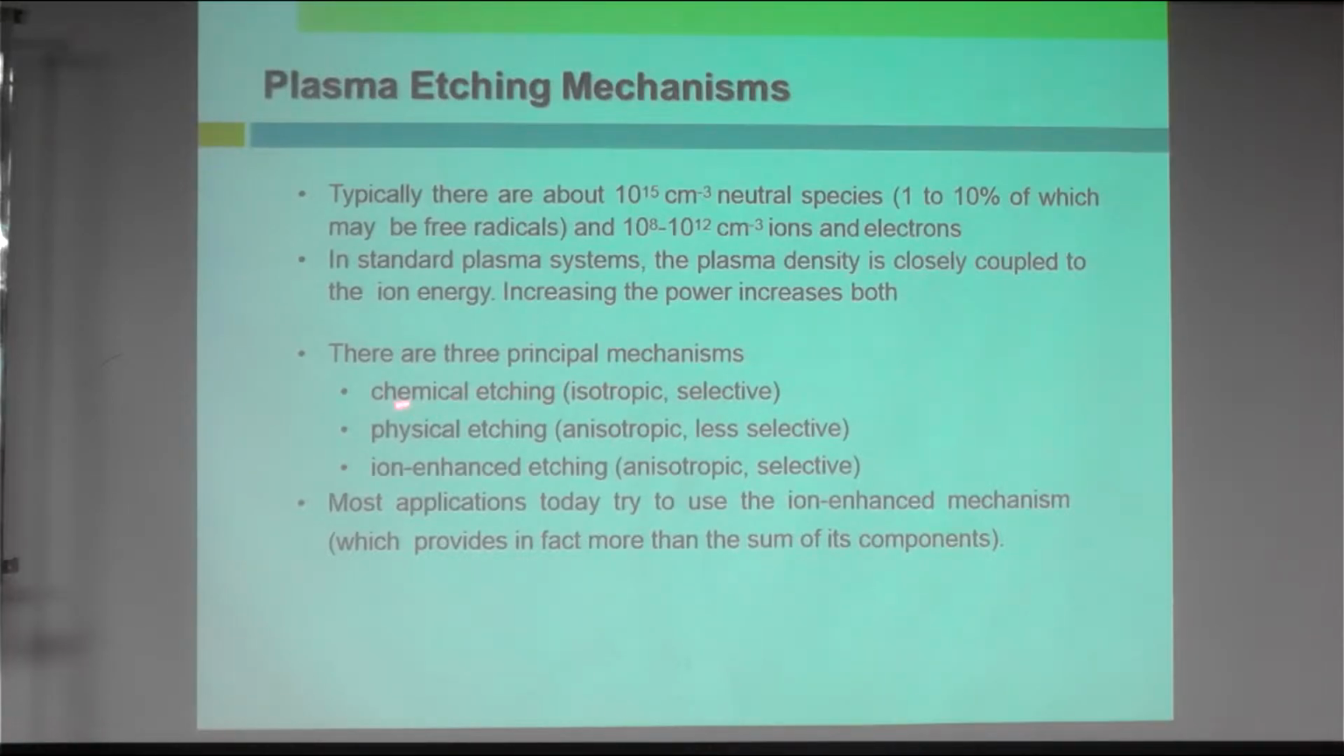One is chemical etching, which is isotropic and selective. The next is physical etching, which is anisotropic and less selective. This physical etching is considered as force. Then there is ion enhanced etching, which is anisotropic and selective. Most applications today try to use the ion enhanced mechanism, which provides better removal of the material, so you can have a straight cut, for example, of the material.